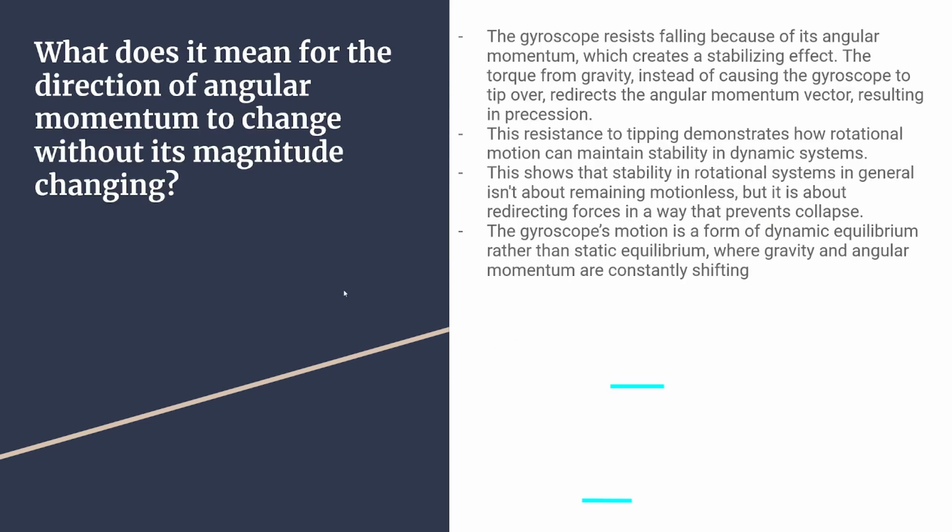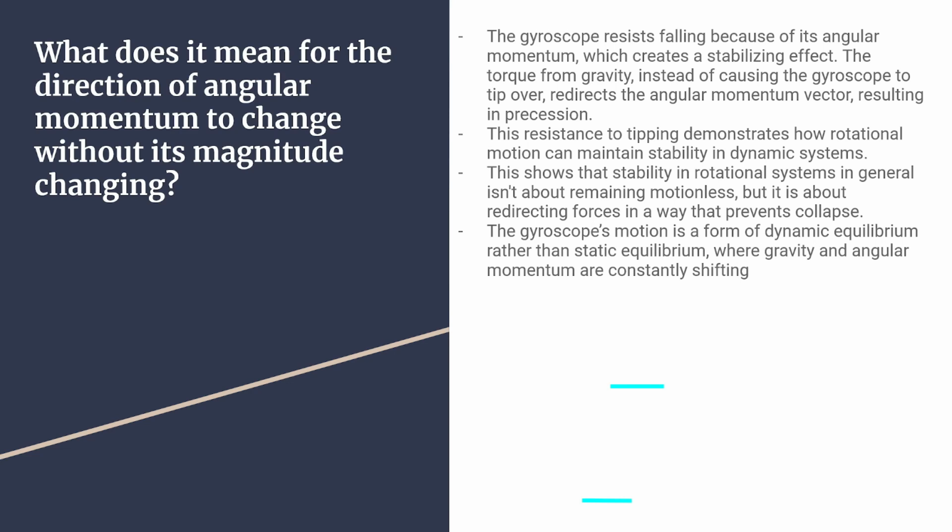What does it mean for the direction of angular momentum to change without its magnitude changing? Well, the gyroscope resists falling because of its angular momentum, which creates a stabilizing effect. The torque from gravity, instead of causing the gyroscope to tip over, redirects the angular momentum over and over, resulting in this precession. The resistance to tipping demonstrates how rotational motion can maintain stability in dynamic systems. This shows that stability in rotational systems in general isn't about remaining motionless, it's more about redirecting the forces in a way that prevents collapse.